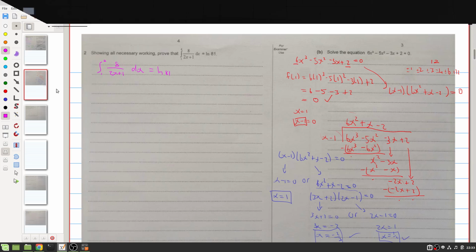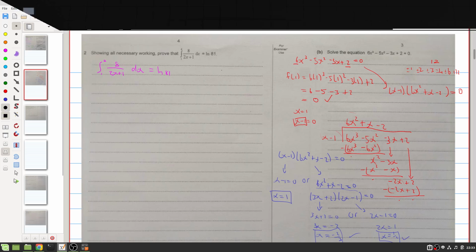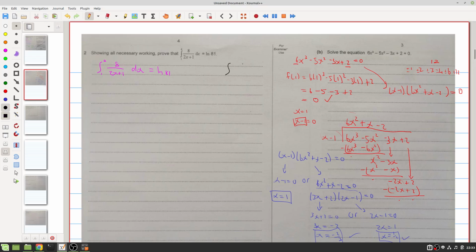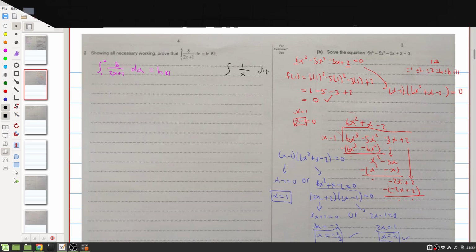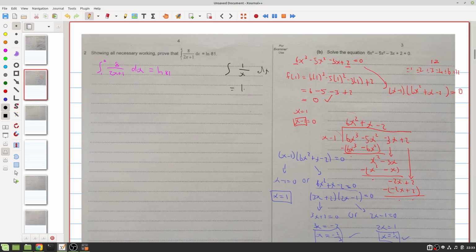Okay, so for this, let me just go over the rule again. If we're integrating 1 over x with respect to x, then this is equal to ln x. Okay, so that's a rule of integration that we need to know. Now let's just change it up a little bit and see how we can apply the chain rule to that. So let's say it's 1 over ax with respect to x.